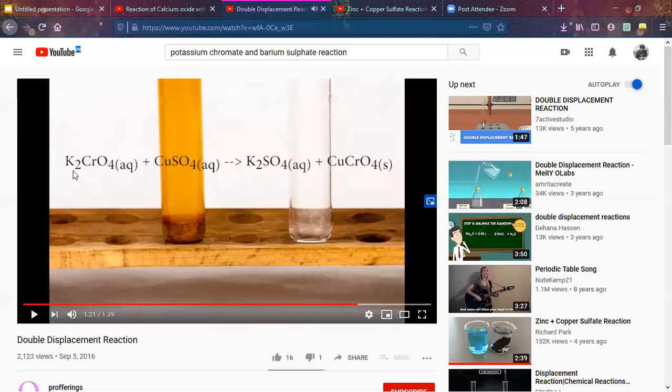You can see the formula here. K2CrO4 plus CuSO4 gives K2SO4 plus CuCrO4. The reaction is written like this, but what I would ask you to look closely at is, don't be scared seeing all these names, just look at this side. What happened? The K went with SO4 and the copper went with CrO4. This is called a double displacement reaction.